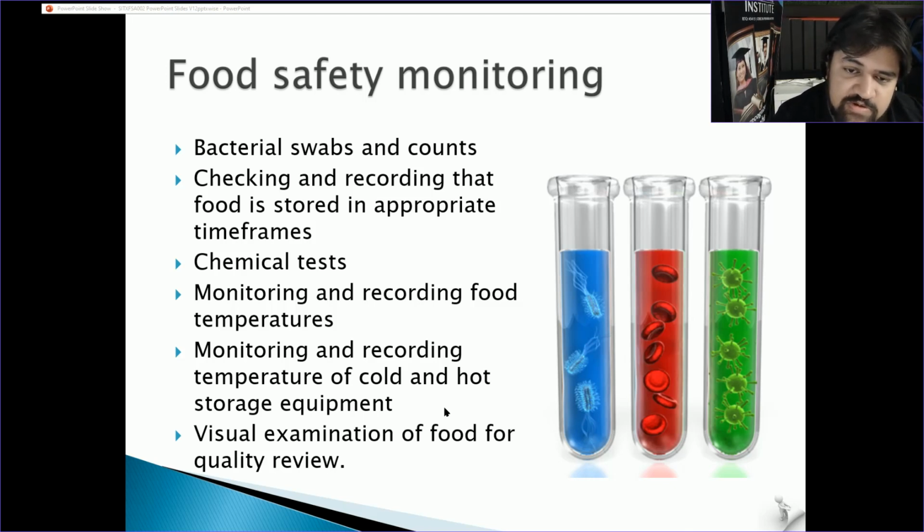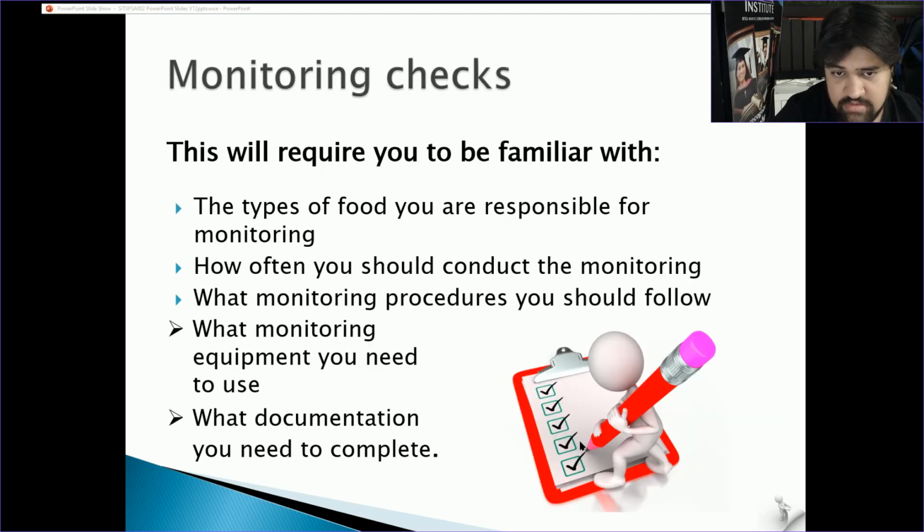Checking and recording that food is stored in appropriate time frame, so you're recording these, you're making sure that they're not in danger zone temperatures, you're making sure that whatever you're putting it in is the correct storage area. Chemical tests, so these can show if it's gone acidic or if it's too basic or neutral, things like that. Monitoring and recording food temperatures, very important. Monitoring and recording temperatures of cold and hot storage equipment. Visual examination of food for quality review. So, walking through, looking at your cool rooms, looking at your items, has your veggie leaves wilted, spinach is good, looking fresh, or it's all shrunken and now starting to break up and form liquid at the bottom of the bag. You're doing those temperature checks, writing in your logbook.